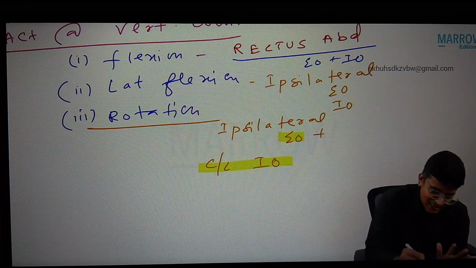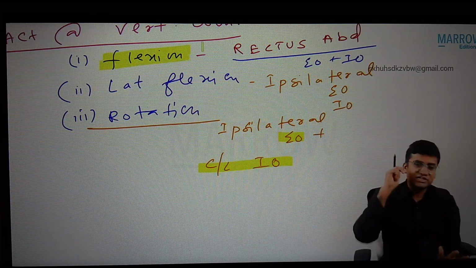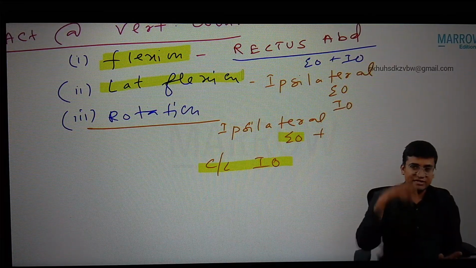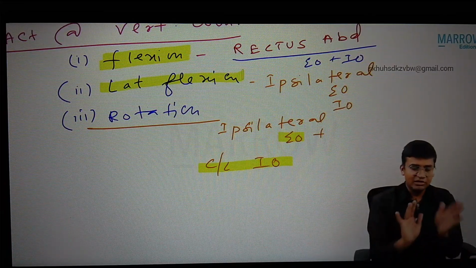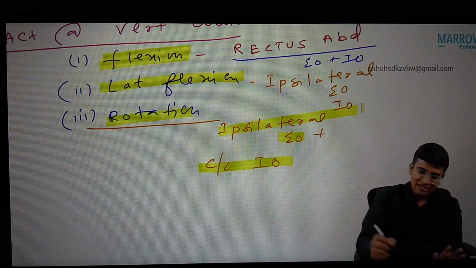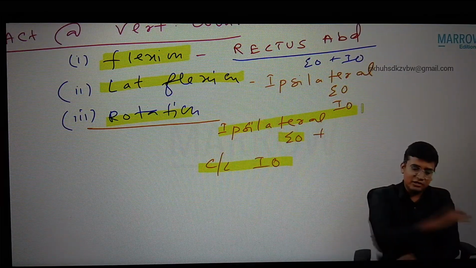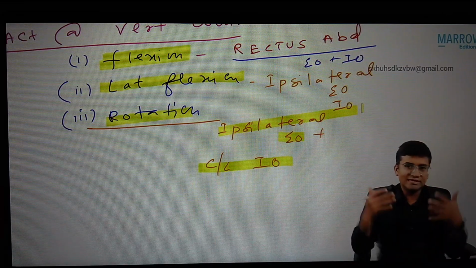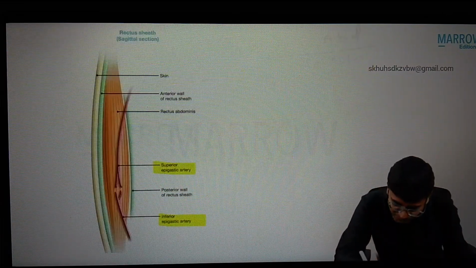So these 3 are the questions. Flexion, main muscle, rectus abdominis. Lateral flexion, same side, ipsilateral, external oblique and internal oblique. Rotation, ipsilateral external oblique, and on the opposite side, internal oblique muscle. Okay, right. So these are the muscles and the actions.